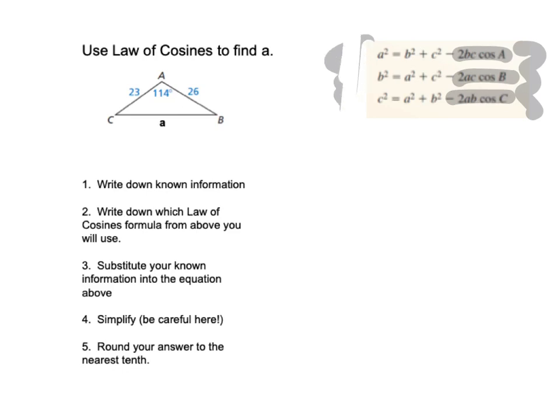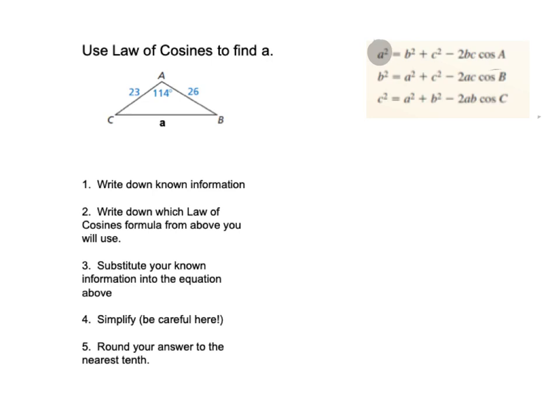And in order to know which of the three you need to use, you have to look at what it's asking you to find. Okay, so in this example, it says use the law of cosines to find A. Well, logically speaking, if I want to find A, I want to pick the equation that has A all by itself already. Okay, so the steps that you need to do are written down here. Step 1, write down what you know. So look at the diagram and just write down the information that you know.